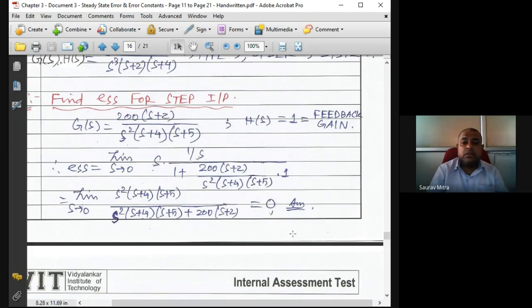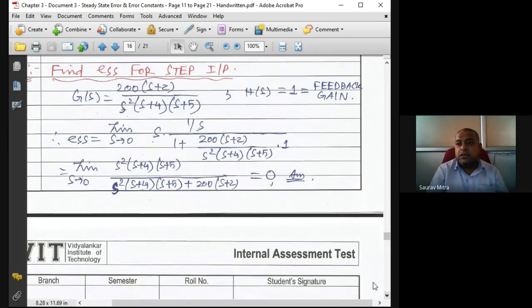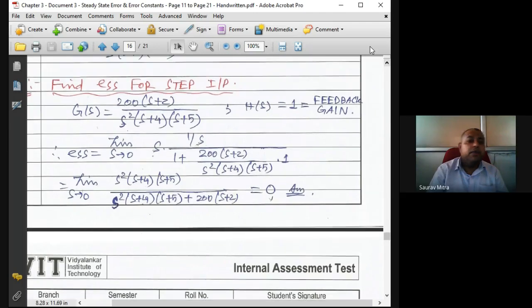What is H(S) equal to 1 system called? H(S) equal to 1 means the system is called a unity feedback system. Okay, so unity feedback system. So G(S)H(S) equals G(S). In that case, find what is the steady state error.